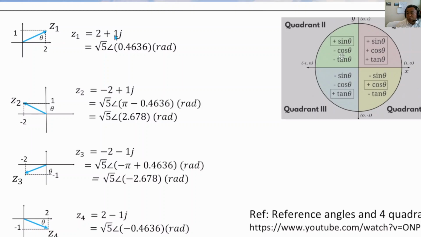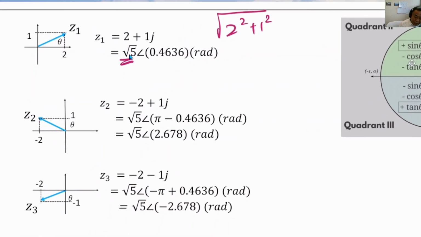Because they are 2 plus 1j, the magnitude is the same because it is the square root of 2 squared plus 1 squared. This is the magnitude, the modulus of the complex number. So it's square root of 5. Notice that all the values of the modulus are the same. The difference, of course, is the angle. Now, angle, remember, should be from 0 to pi up to minus pi. Okay, so the angle can be from 0 to positive pi or 0 to negative pi.